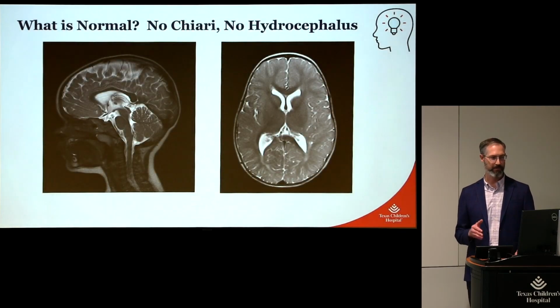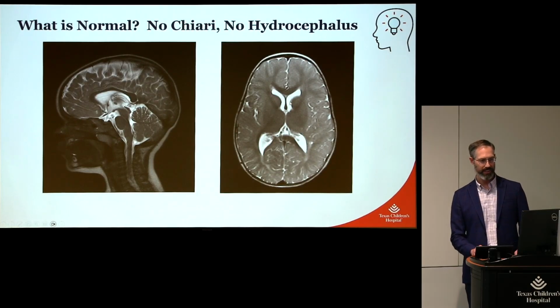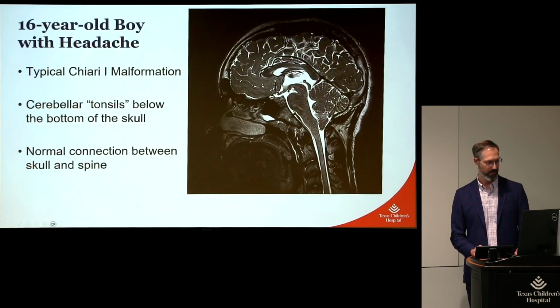So what does it look like if you don't have Chiari? This is a patient who doesn't have Chiari. You can see the nose, the back of the head. You can see the cerebellum, which is this structure. You can see how it's rounded. There is white, which is spinal fluid, in the back. And here's a slice through the middle part of the brain, and you can see these are the ventricles, the fluid-filled cavities of the brain.